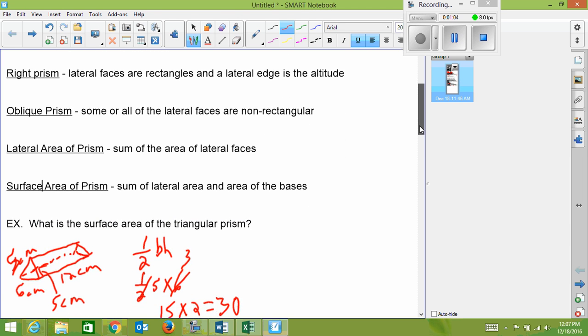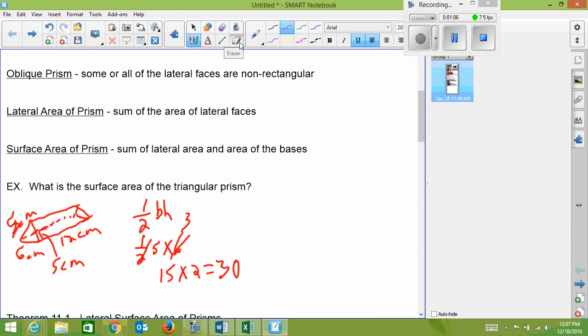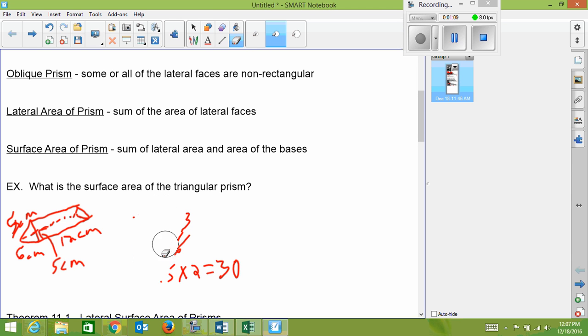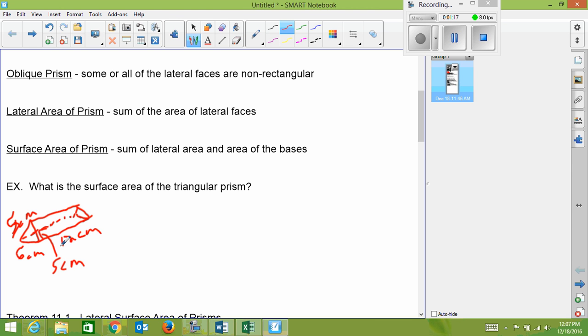So using that, I am going to look at this little prism I have drawn here, and it is a triangular prism right here, and then in the back you can see the hidden edges. The first thing I need to do is find the area of my bases.